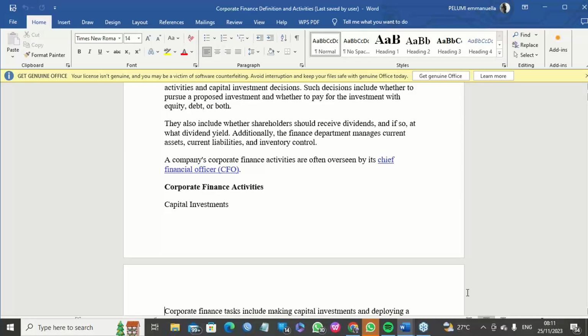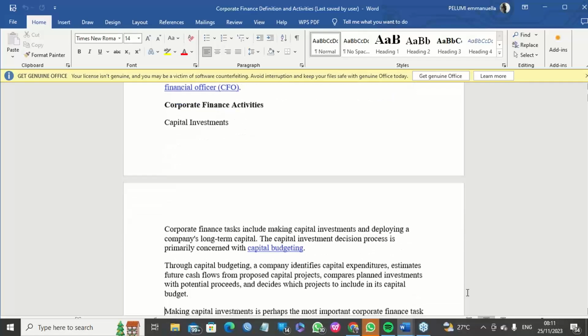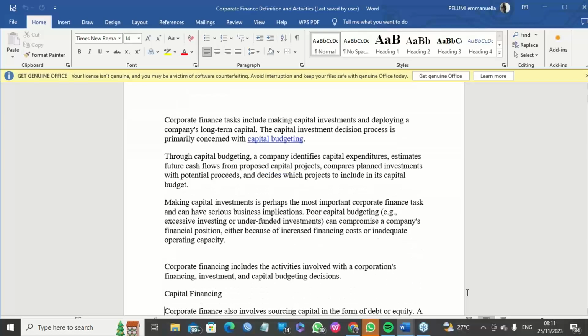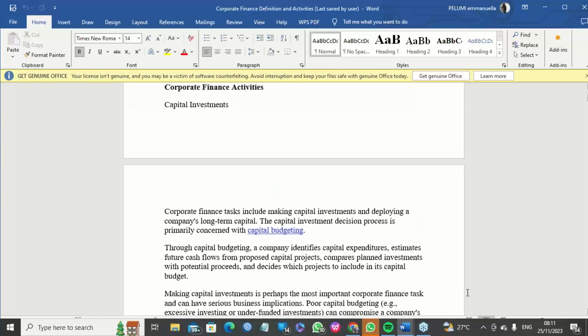Then let's look at some of the corporate finance activities. The number one of it is the capital investment. When there's a project, they do an investment. The capital investment decision process is primarily concerned with capital budgeting. When we talk about capital budgeting, we are talking about very high expenses. Through capital budgeting, a company identifies the capital expenditures and estimates future cash flow from proposed capital projects. Then the company compares planned investment with the potential proceeds and decides which projects to include in its capital budget.